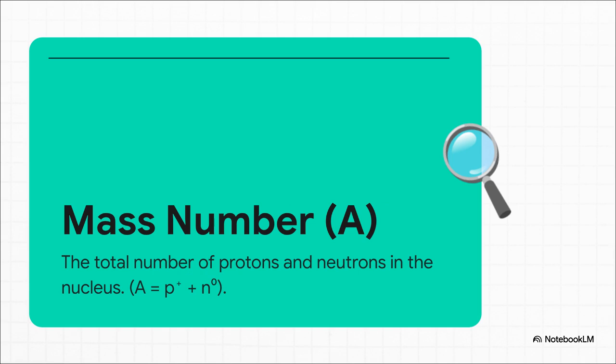All right, next up we have the mass number. This one's easy. It's just the total count of the heavy particles, the protons plus the neutrons. Remember how those electrons weigh basically nothing? Well, that's why we can pretty much ignore them when we're talking about an atom's total mass.